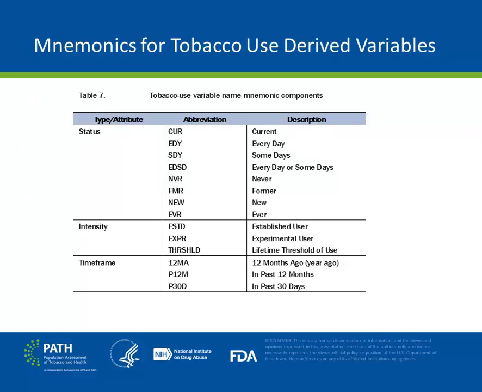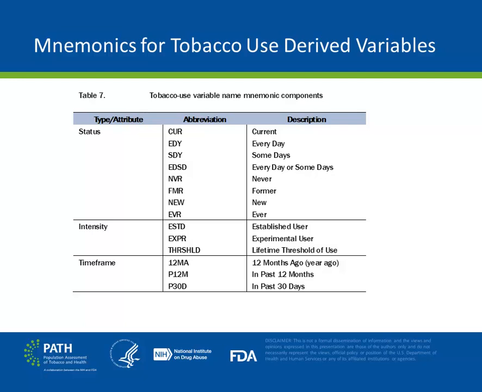This table, also found in the restricted and public use files user guides, lists the various mnemonics used in PATH Study derived variables that indicate tobacco use. The first row describes mnemonics to indicate status or type of user. The abbreviations and descriptions are in the second and third columns and include examples CUR for current, EDY for every day, NVR for never, and FMR for former.